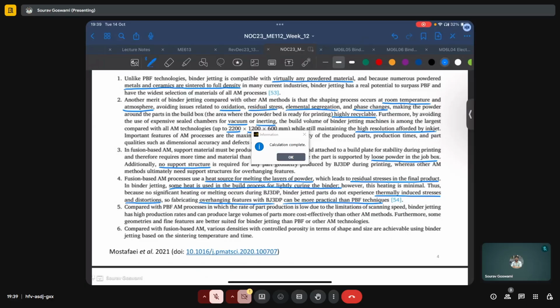Again, compared with other powder bed fusion type techniques, binder jetting has high production rates and can produce large volumes of parts more cost effectively than other AM methods.